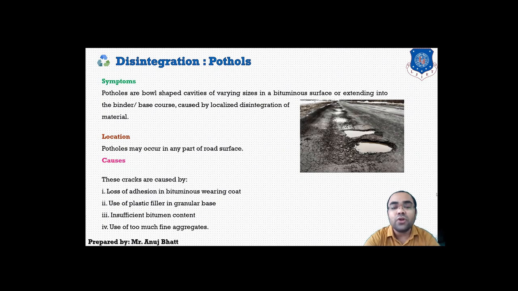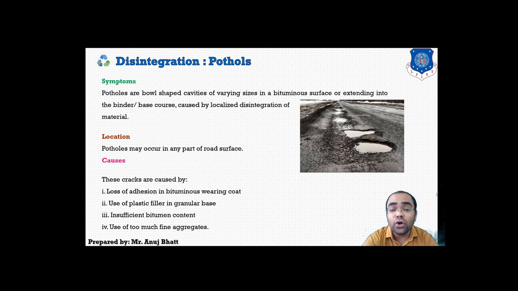If you talk about the symptoms of potholes, potholes are bowl shaped cavities of varying sizes in the bituminous surface. If we talk about the location, potholes may occur in any part of the road. The most common cause of pothole formation is loss of adhesion in the bituminous wearing coat due to the ingress of water into the pavement or due to the higher void in the surface. The pavement gets softened as a result of loss of cohesion and under the action of the traffic.